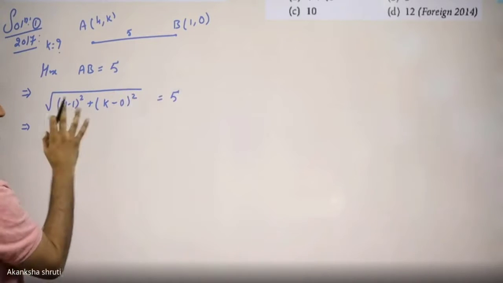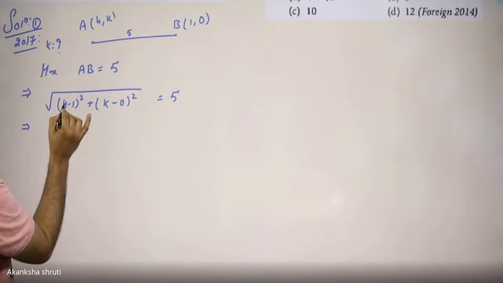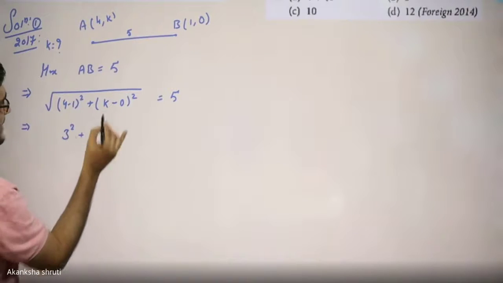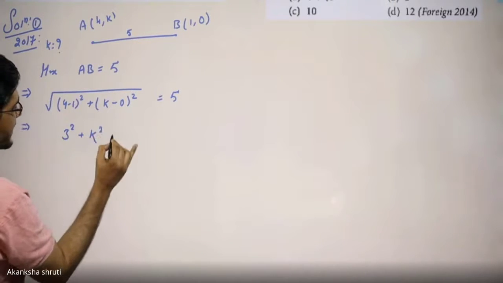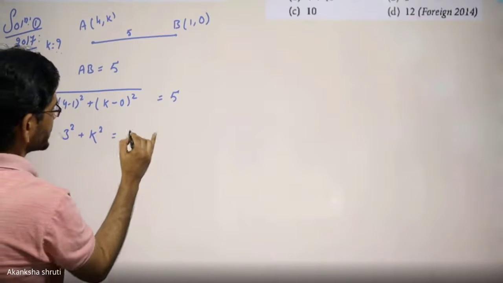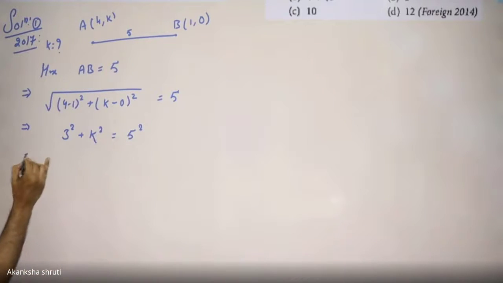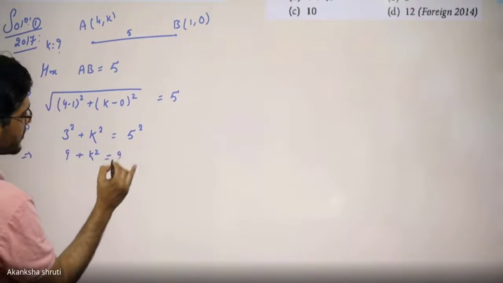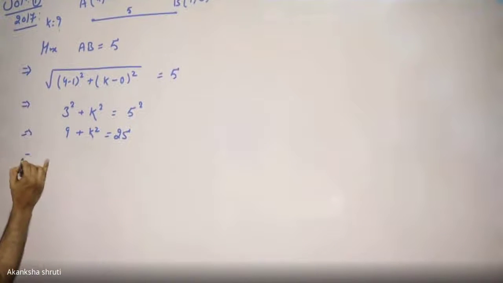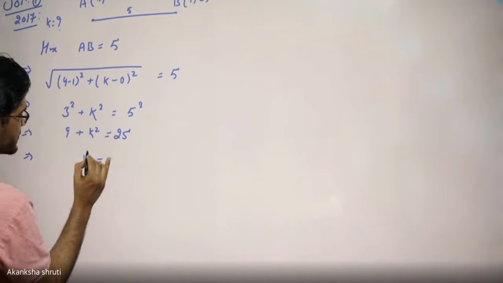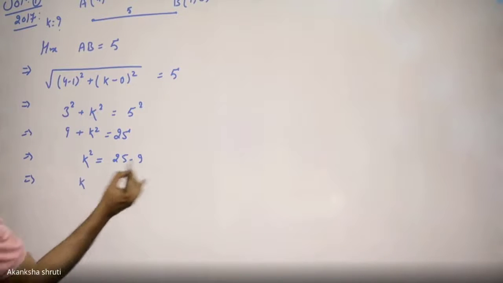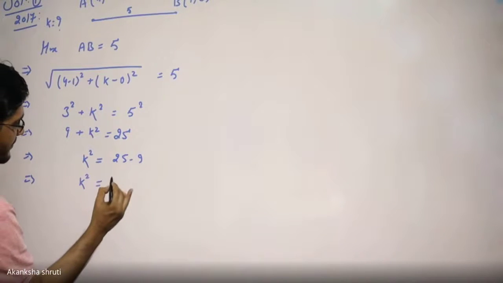This becomes a square. On squaring both sides, we get 4 minus 1 is 3 squared, plus K minus 0 is K squared, equals 5 squared on the right hand side. Simplify it. It becomes 9 plus K squared equals 25. We have to find the value of K. So keep K squared on the left hand side and send the constant to the right hand side. It becomes 25 minus 9. So K squared becomes 16.